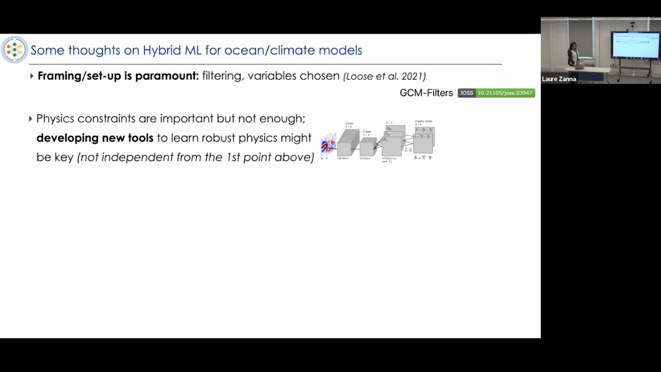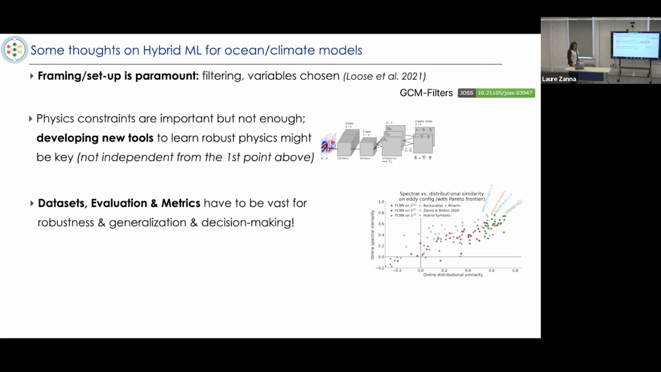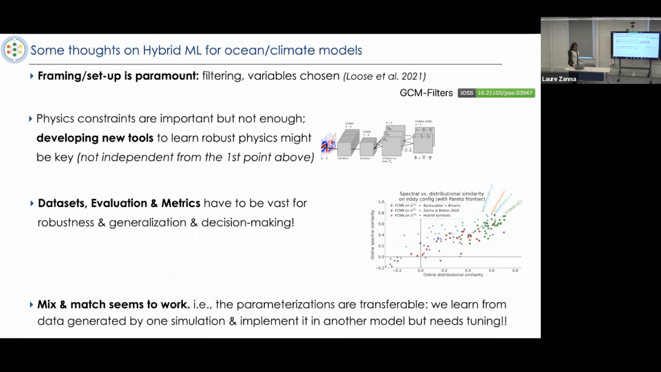communities is super important. And that goes back to the point about robustness. Dataset evaluation and metrics, I believe, have to be vast and robust. And so again, every time we have to step back and think about what it is that we're trying to improve. And it might not be the same for the problems that you're going after.